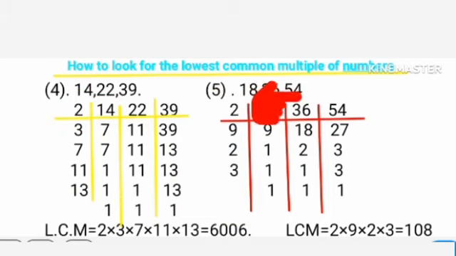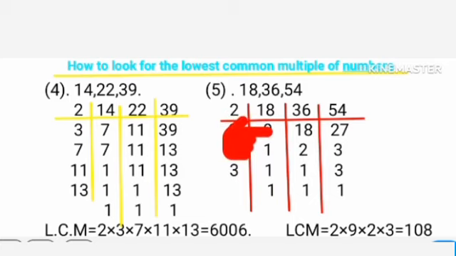We have 18, 36 and 54. Is there a number that can go in any of these numbers? We know that 18 is divisible by 2, 36 is also divisible by 2, and 54 is also divisible by 2. So what we need to do is use that number. So here we have 9, 18 and 27.